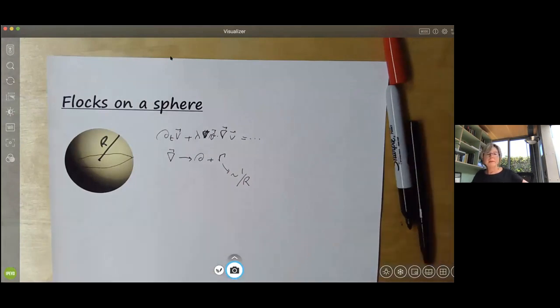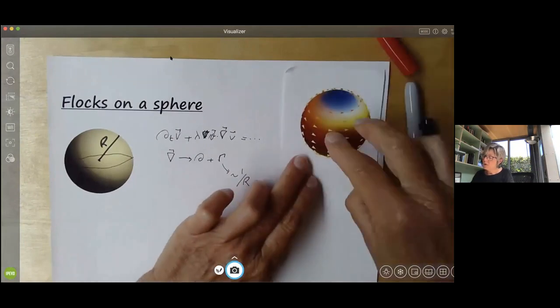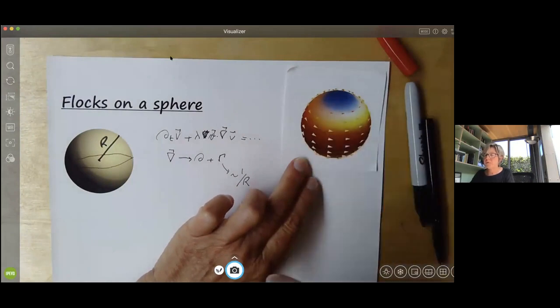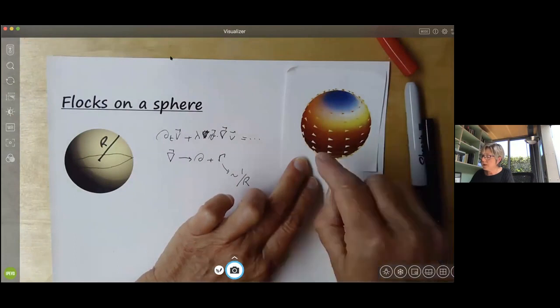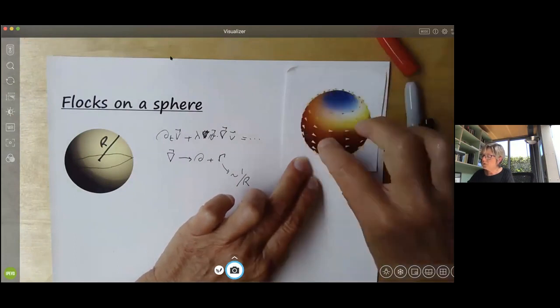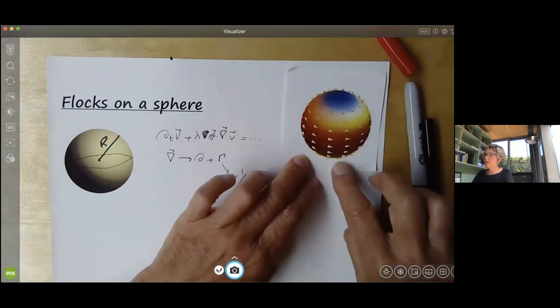The result is that when you put a flock on a sphere, of course, there is no way of getting a perfect uniform velocity for all the particles. And what you get is essentially a band of flocking fluid that wraps around the equator with a density that actually decreases at the two poles, where it becomes very low and even zero.